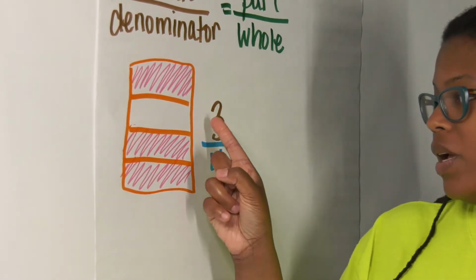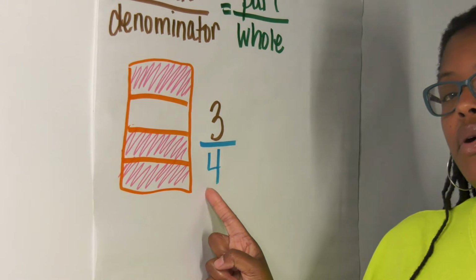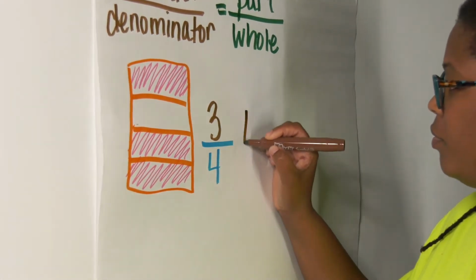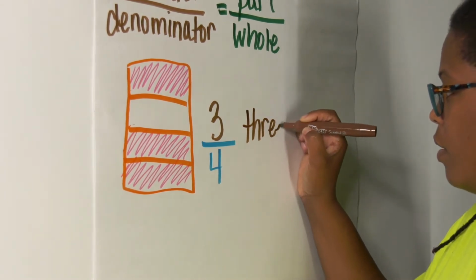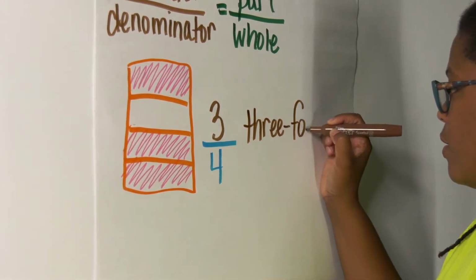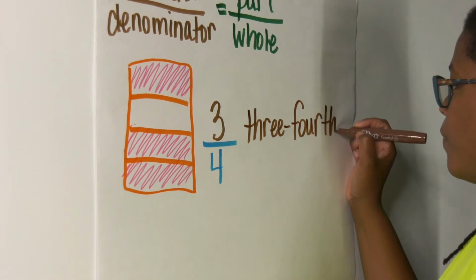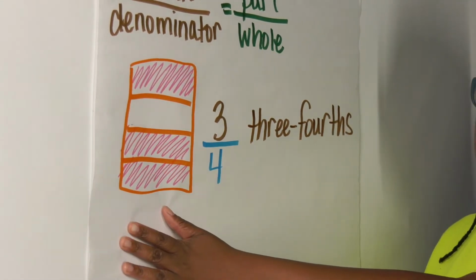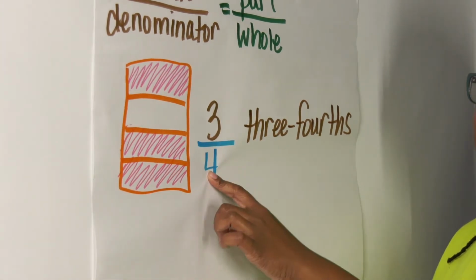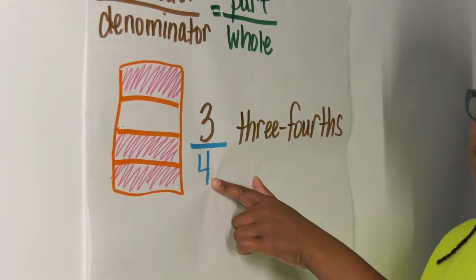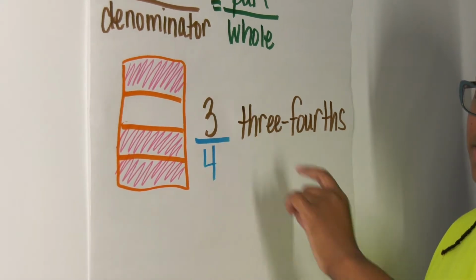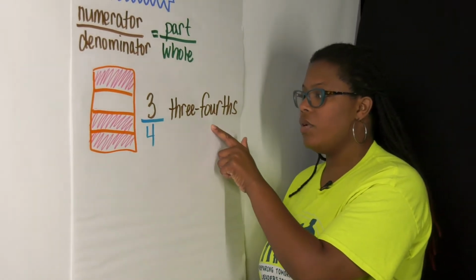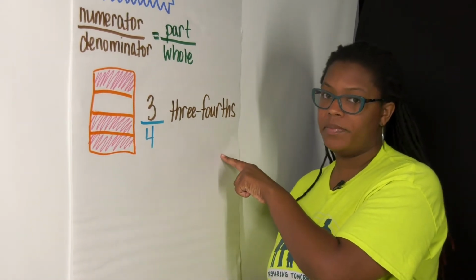So this is read 3/4, and it's written like this: 3/4. This is an example of a fraction in shape format. This is how it looks written as a fraction with your numerator over your denominator. And then this is what it looks like written in word form.